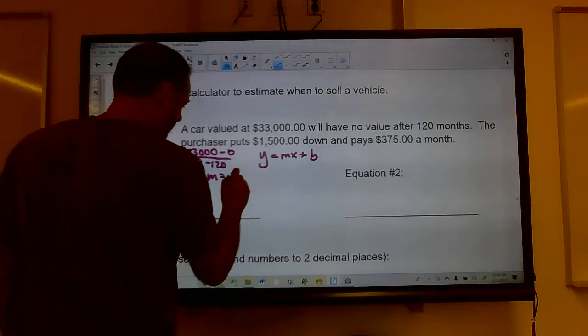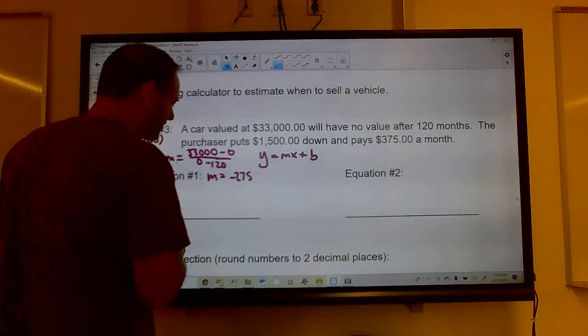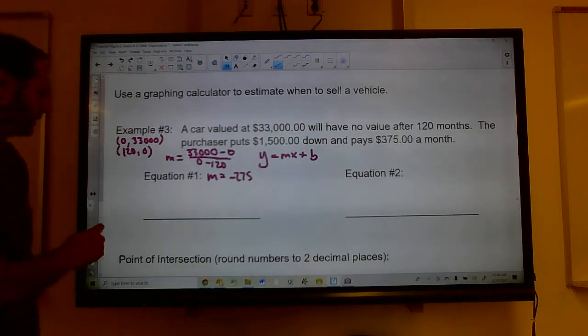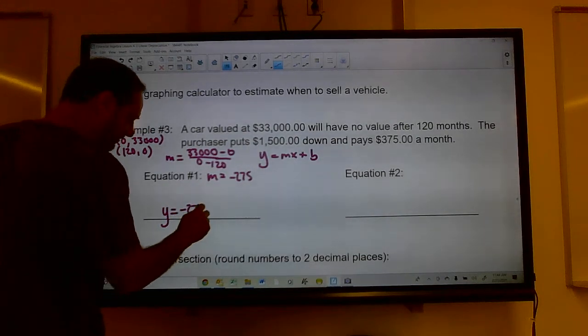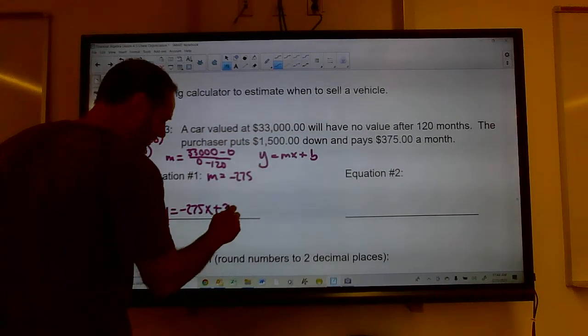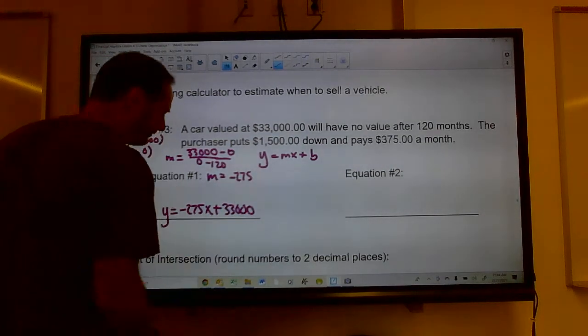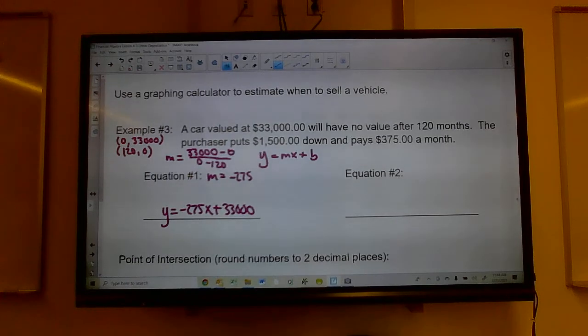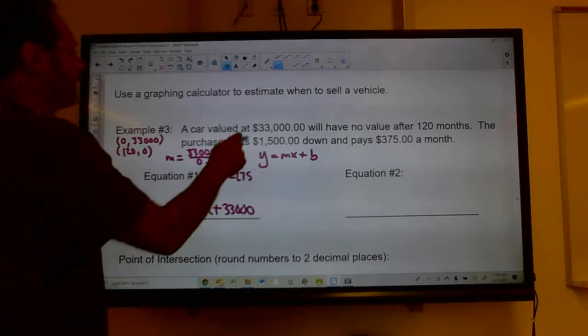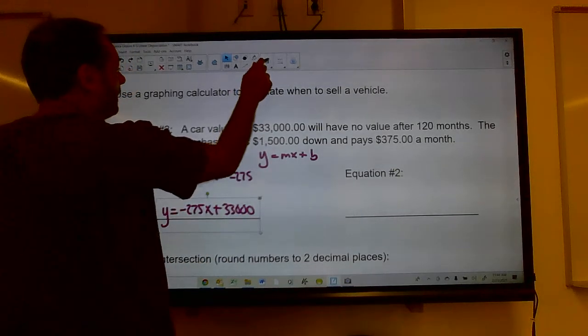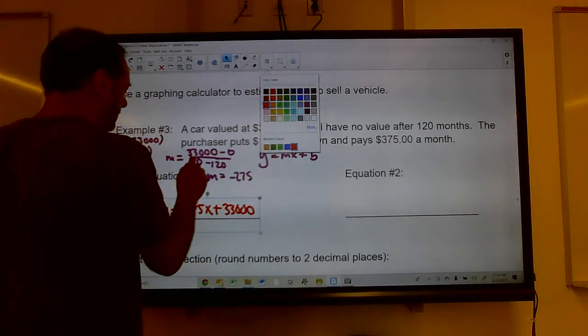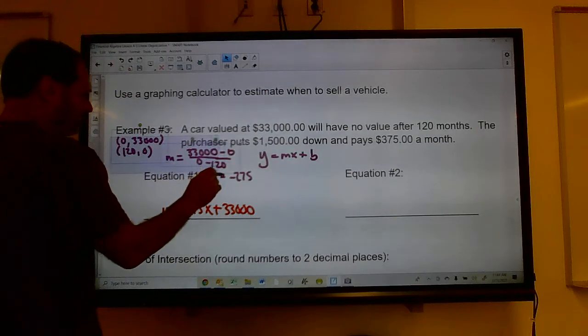Negative 275. So it's losing $275 a month. So my equation is going to be y equals negative 275x plus 33,000. That's my first equation. All right, and since we're doing depreciation in red, we're going to make all this red.